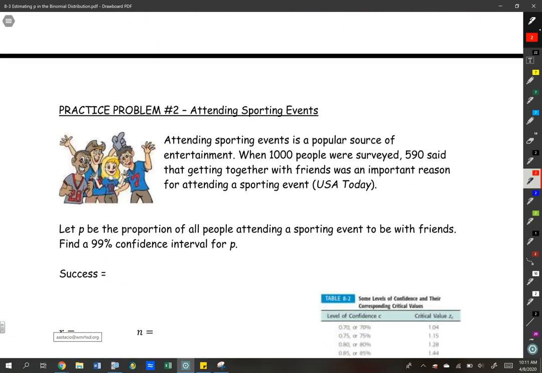Oh, attending sports events, very fun time for everyone, right? So attending sporting events is a popular source of entertainment. When 1,000 people were surveyed, 590 said that getting together with friends was an important reason for attending a sporting event. Let P be the proportion, right? Very important word. We know we're dealing with a binomial of all people attending a sporting event to be with friends. Find a 99% confidence interval for P. This is a binomial. It's always good to identify a success. In this case, a success is a person attends a sporting event to be with a friend.